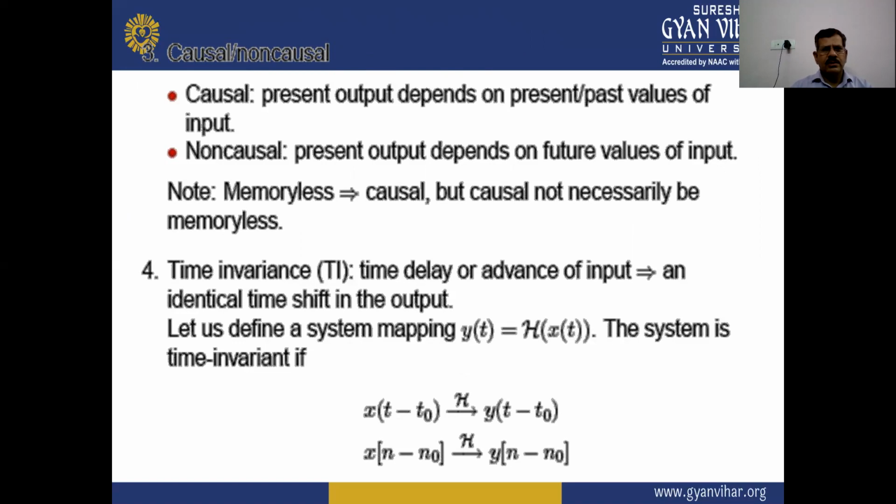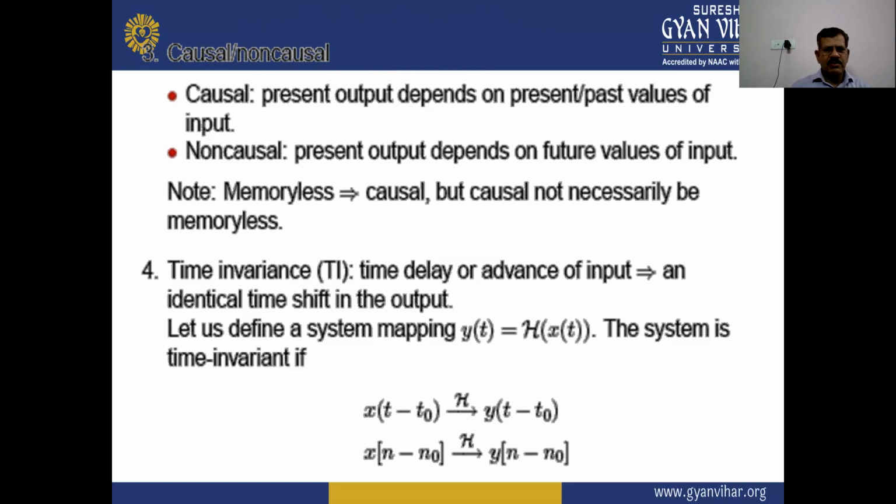Causal: the present output depends on present and past values of input, and non-causal system: the present output depends on future values of input. Note: memoryless implies causal, but causal is not necessarily memoryless.